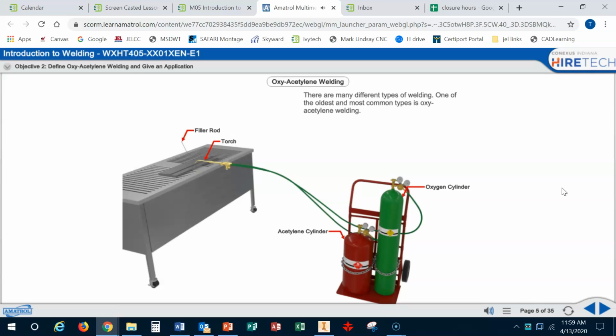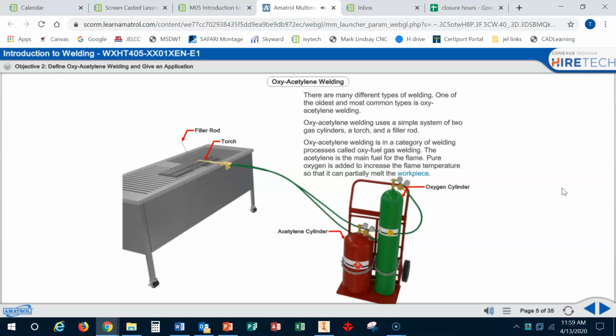There are many different types of welding. One of the oldest and most common types is oxyacetylene welding. Oxyacetylene welding uses a simple system of two gas cylinders, a torch, and a filler rod.